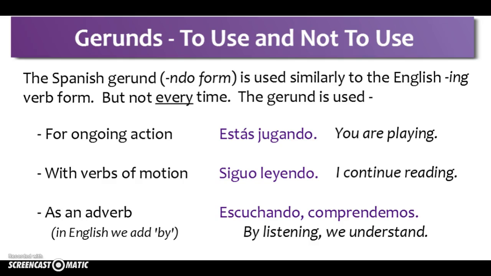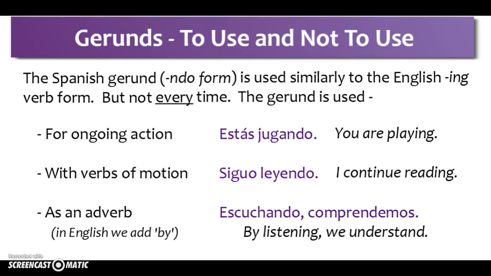Now we know what to do or how to make a gerund, but when do we use a gerund and when do we not use a gerund? As I said, it's similar to the ing form that we have in English, but it's not used exactly the same way. Not used every single time that we use an English ing. We do want to use a gerund when we're talking about ongoing action. In the example of estás jugando, you are playing. Right now, you are playing, and that is ongoing. We'll use the gerund there.